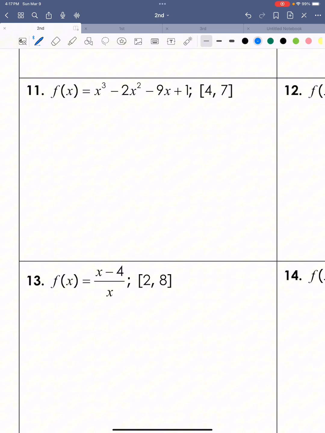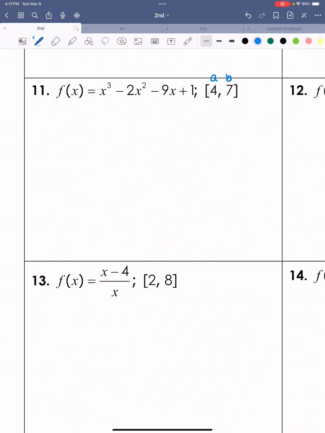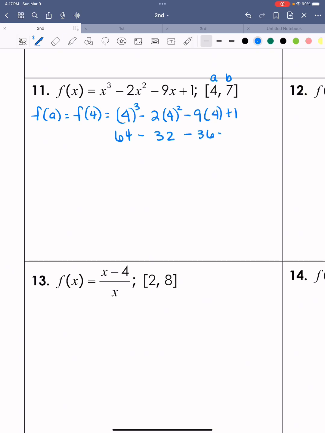Let's move to number 11. And I'm going to label A and B. So the first thing I've got to do is find f of A, which means find f of 4. So I'm going to plug it in. This is 4 to the third power minus 2 times 4 to the second power minus 9 times 4 plus 1. All right, 4 to the third power is 64. This will be minus 32, minus 36, plus 1, and all that combines to give you negative 3.